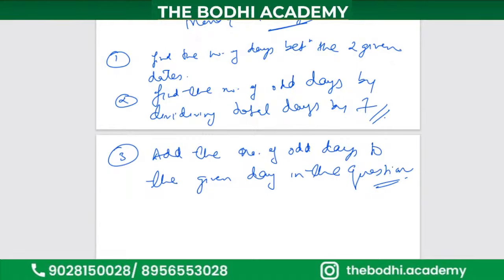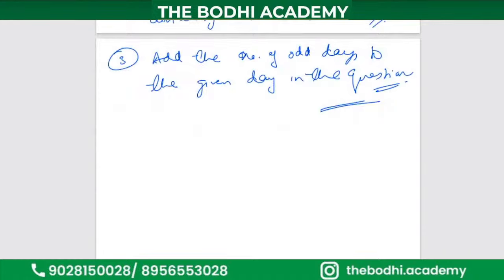Okay. So these 3 steps, if you do, you can find the answer for this type of question. For example, if a particular day was given for the 2nd October, then what will be the day after some 4, 5, or maybe after 1 year, 2 years, 3 years, 4 years, like that.